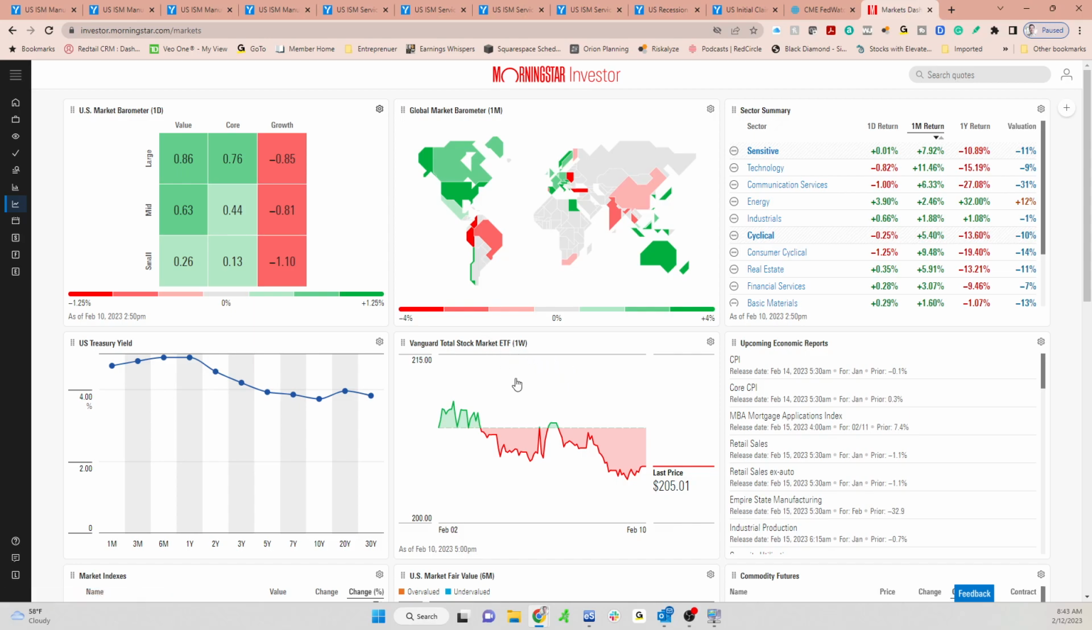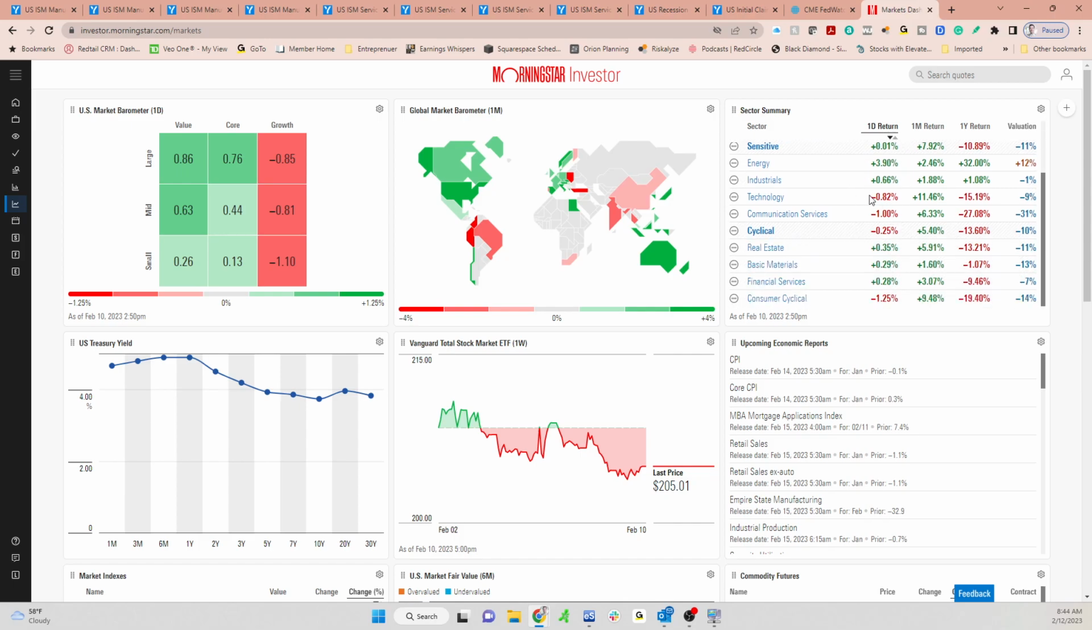Now, for the week, you see the VTI was down decently, so you saw that pullback overall. But let's go to the one-day return. You can see the defensives, energy did well on Friday, industrials. And what was weak? Technology, communication services, consumer cyclicals, a lot of the things that were weak last year. And so keep an eye on that and think about that once we get into the charts.